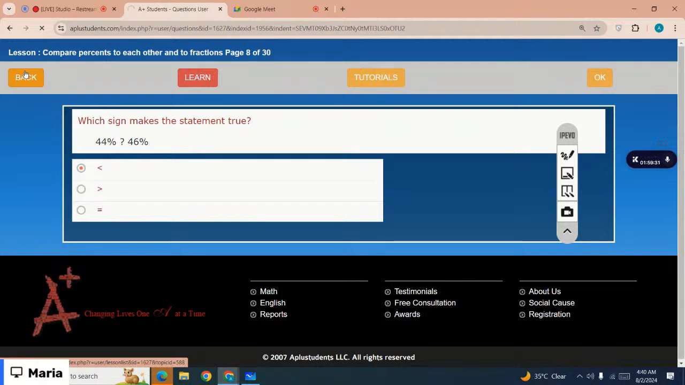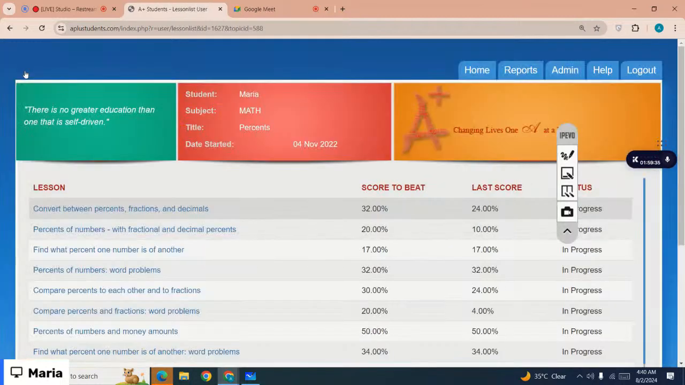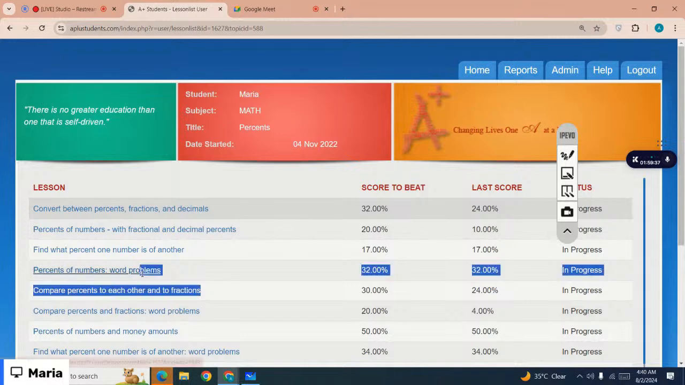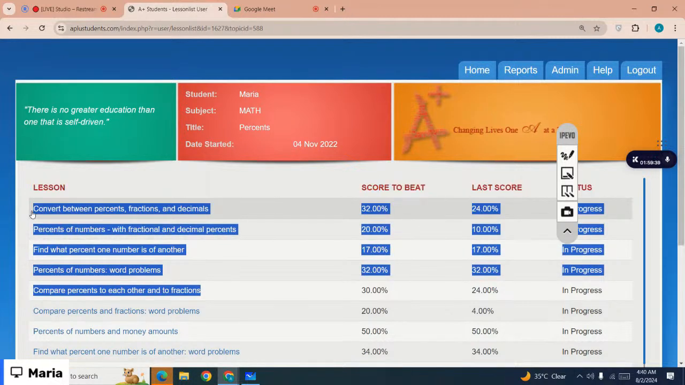So we were working on grade 6 math. The chapter we were working on is percents. The lessons we have covered today are convert between percents, fractions, and decimals, percents of numbers with fractional and decimal percents, find what percent one number is of another, and compare percents to each other and to fractions.